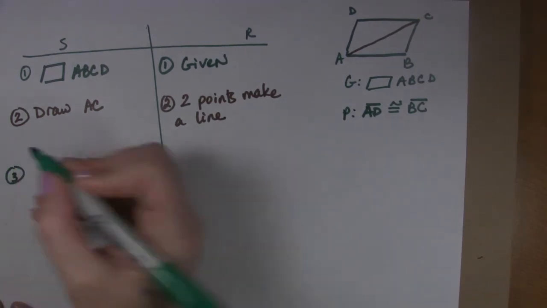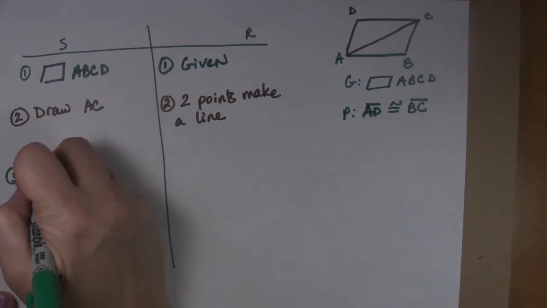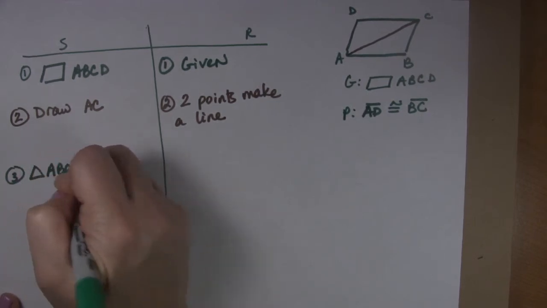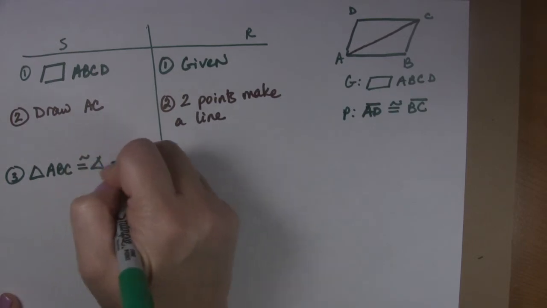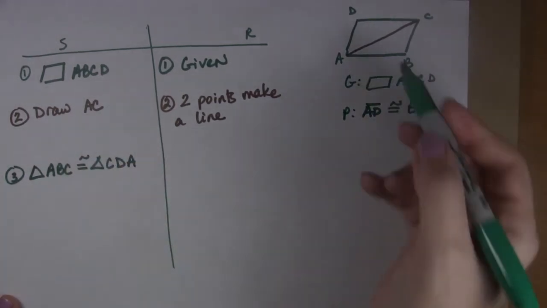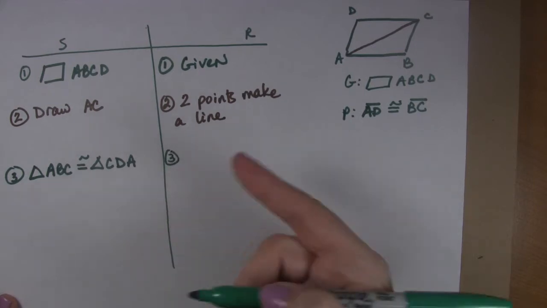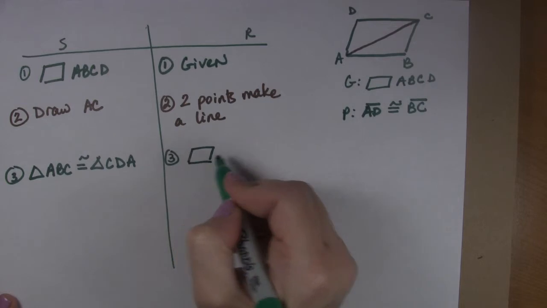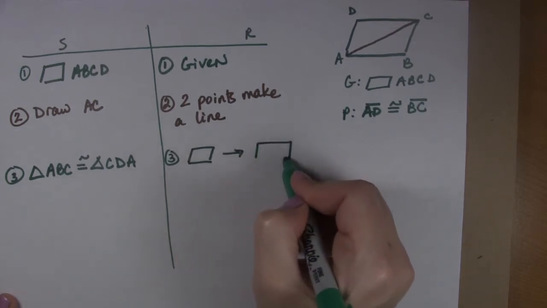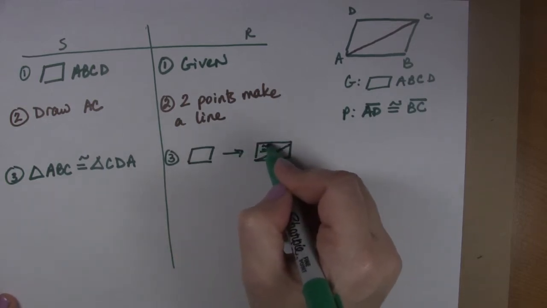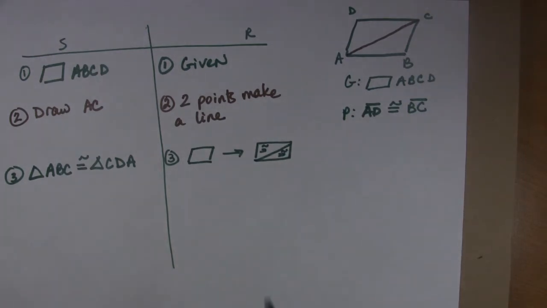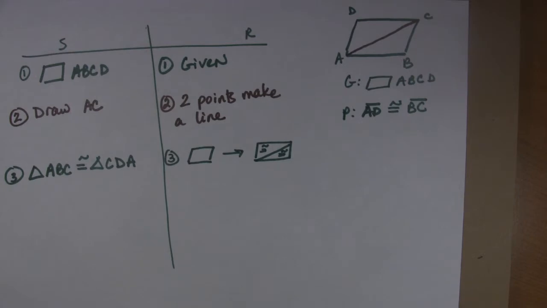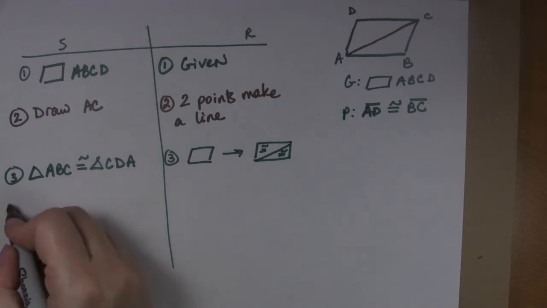Okay, so then we know that triangle ABC is congruent to triangle CDA. And we know this because of the theorem that we just proved in number 2. And so I'm going to say that if you have this, then you have this. That was the theorem that we proved in number 2. And now we are going to use it.